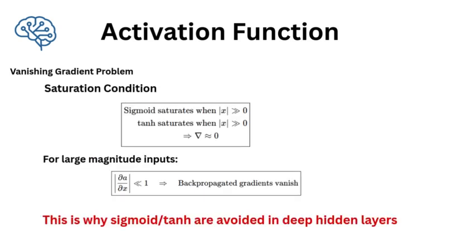Now let us summarize the saturation condition. Both sigmoid and tanh saturate when the absolute value of the input is very large, that is, modulus of x is much greater than 0. In such cases, the gradient is nearly 0. During backpropagation, gradients are multiplied across layers.